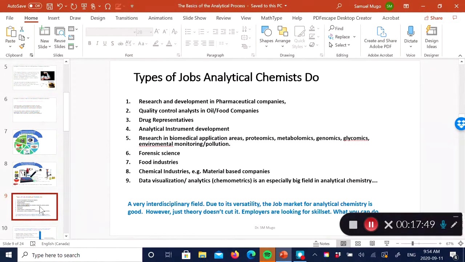Now, you can also do research in different areas, such as genomics. If somebody's interested in genetics, it has a lot of analytical chemistry involved. You can do glycomics, if you're trying to analyze different types of glycoproteins in plants, for example, and so forth. You can also do things like metabolomics, which I touched on.